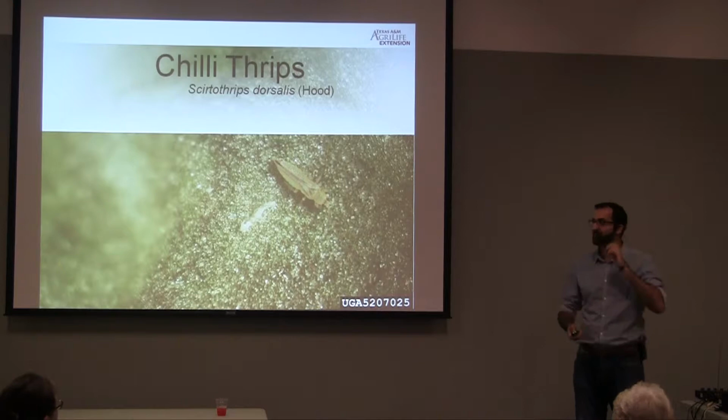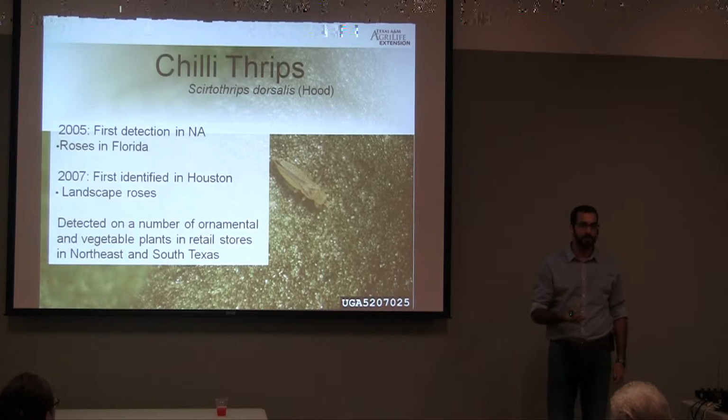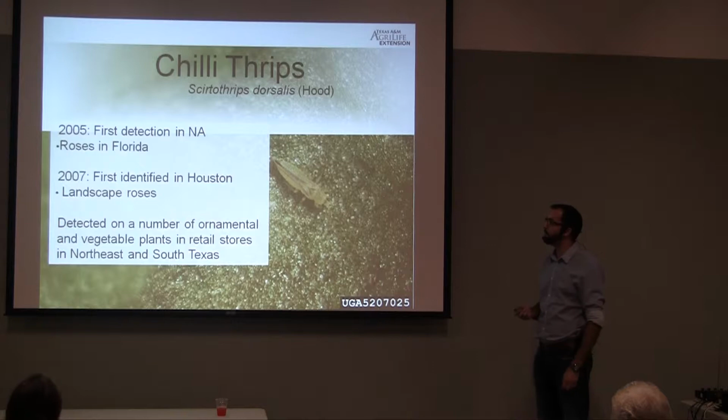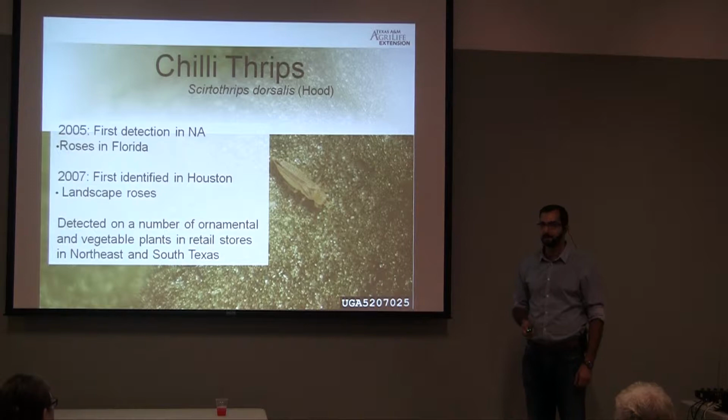I'm sure a lot of you already know a lot about chili thrips, but just a quick overview. They were first detected in Florida in 2005. In 2007, they were first located here in Texas, and they were detected on a number of ornamental and vegetable plants in retail stores in Northeast and South Texas. A lot of you may know my predecessor, Dr. Scott Ludwig. He was heavily involved in some of this work. I have not yet been so involved, because in the 2 years that I've been here, people haven't been screaming at people, to put it that way. So it hasn't seemed like it's been a major problem.